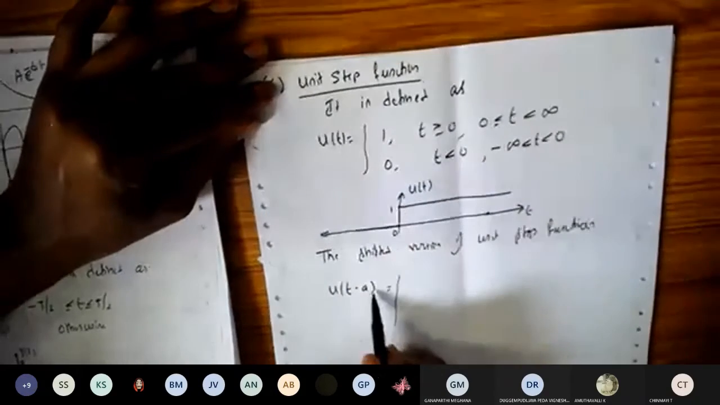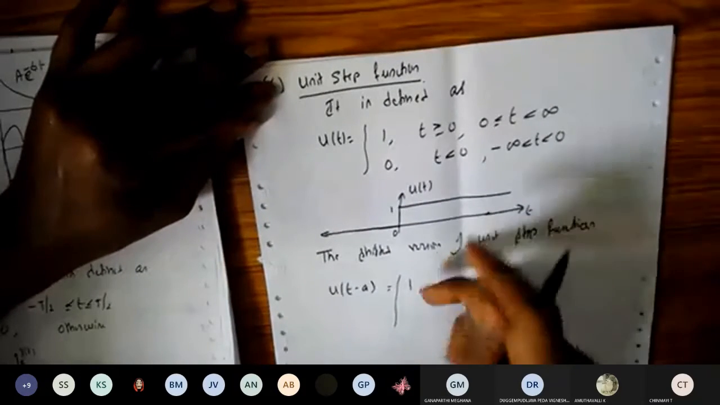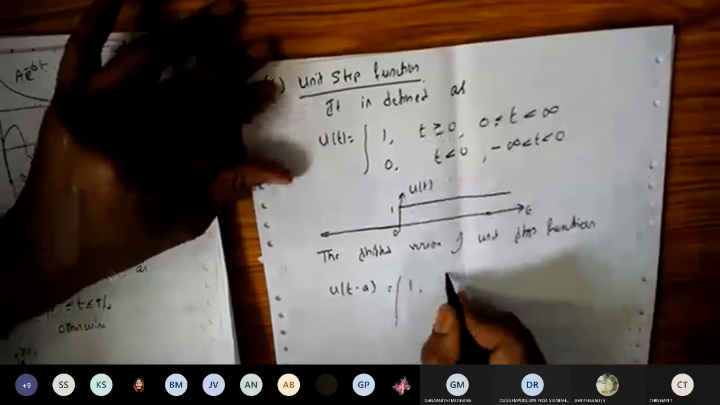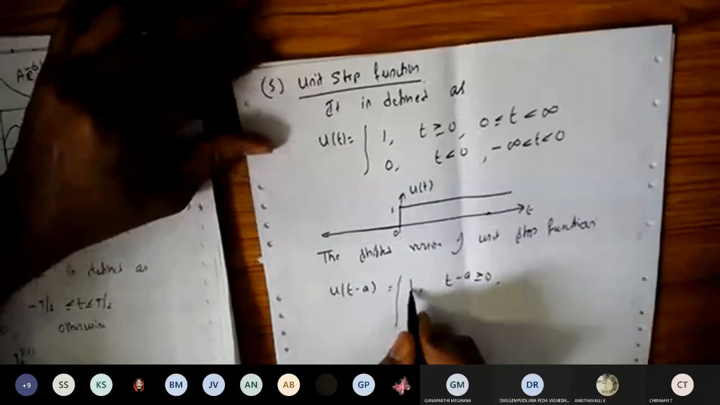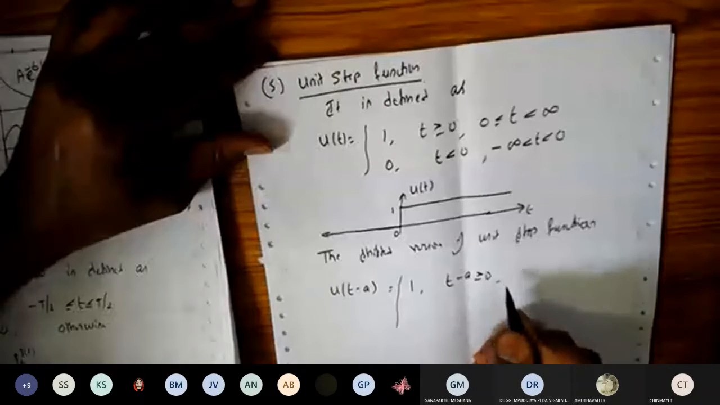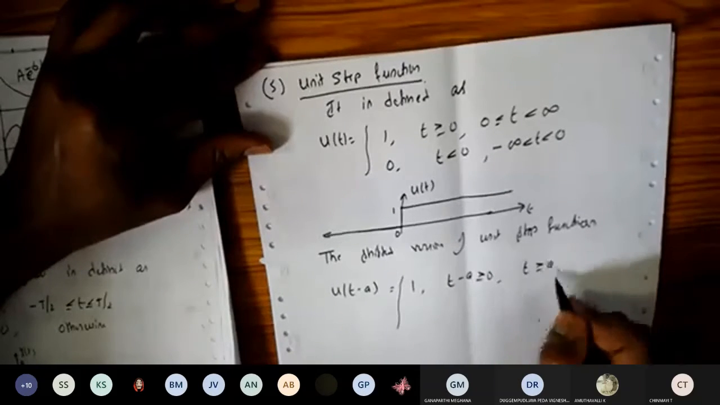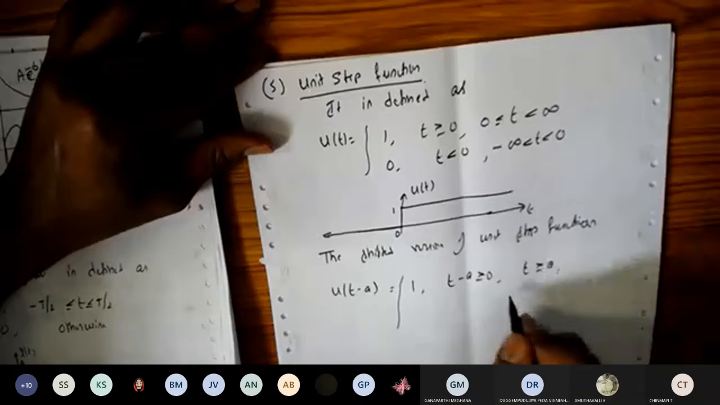In place of t, we have t minus a. So for t minus a greater than or equal to 0, it has the value 1. If you move a to the other side, for t greater than or equal to a, it has the value 1.